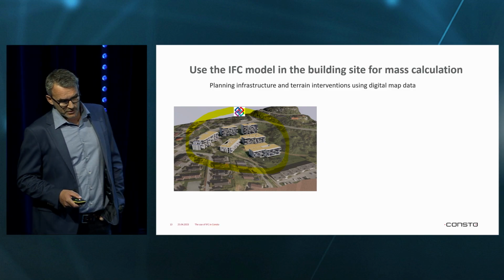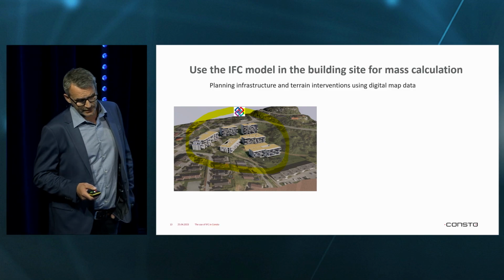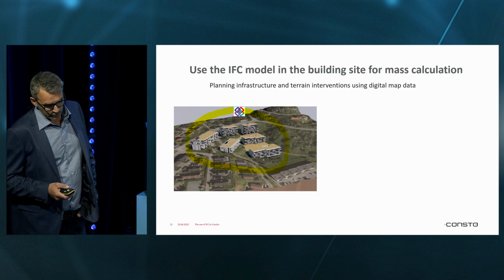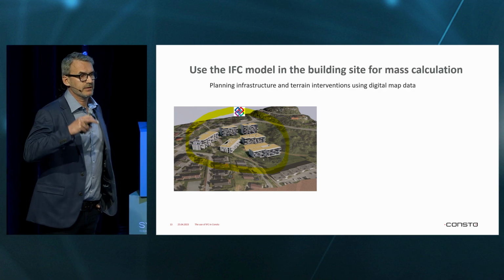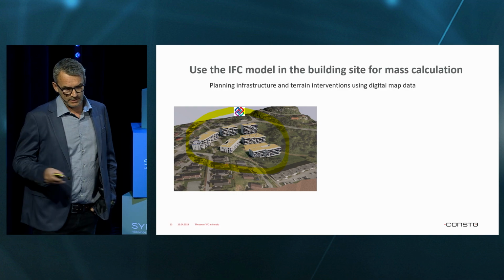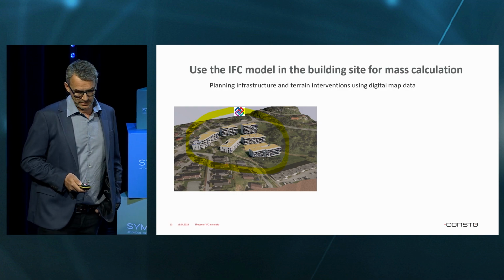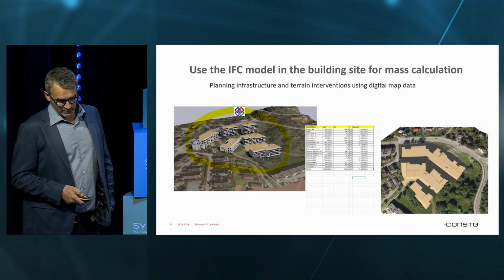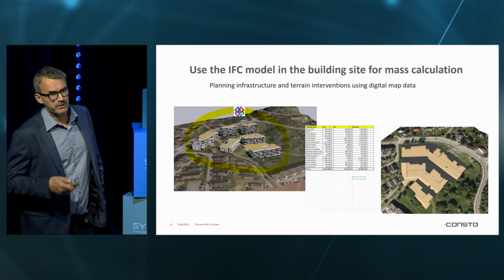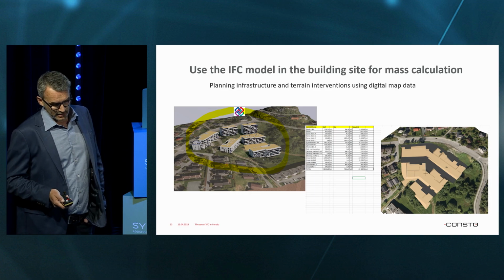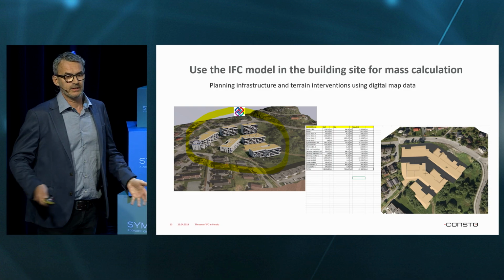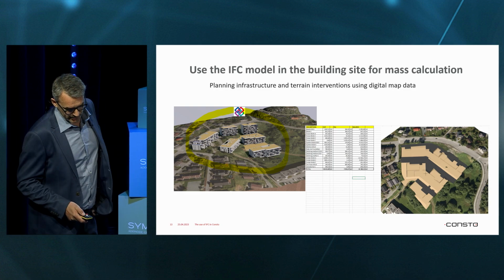We also use the IFC model from the architect on the building site for mass calculation. We take the model and put it in the right location in the world, and then we can take out digital mass data. We use map data and convert it to 3D mass, and then we take the models, put them in the right location, and then we can easily take out all the quantities for the mass.